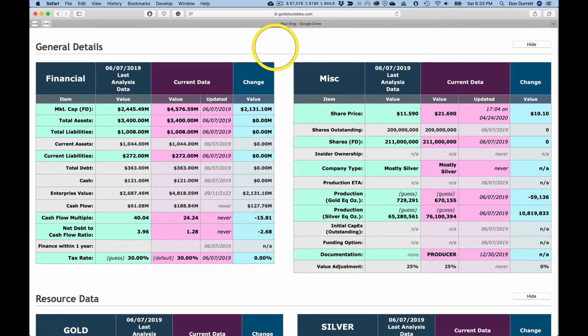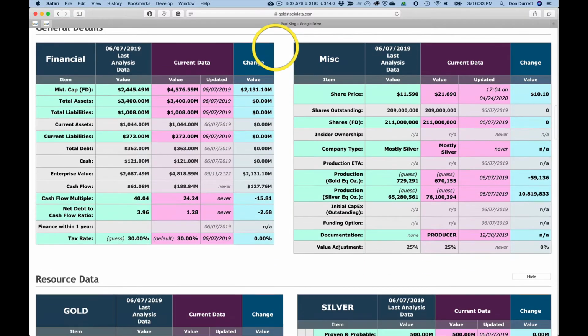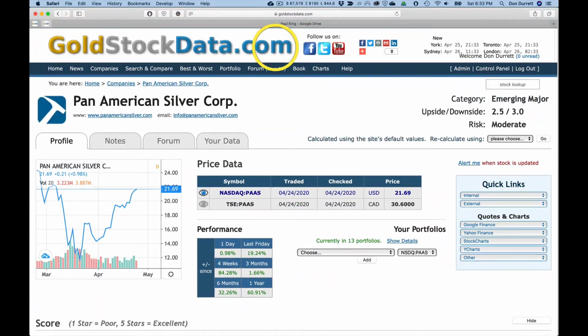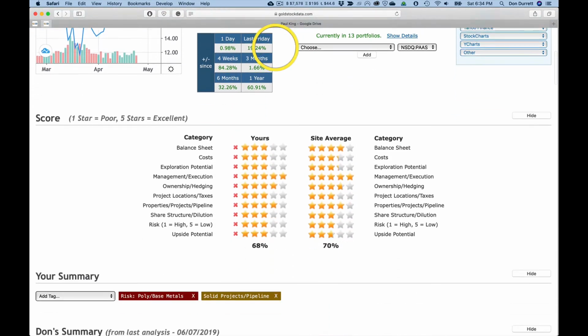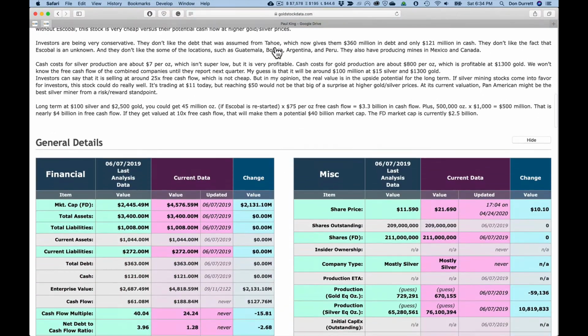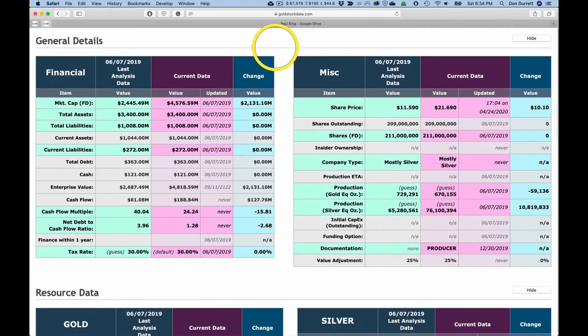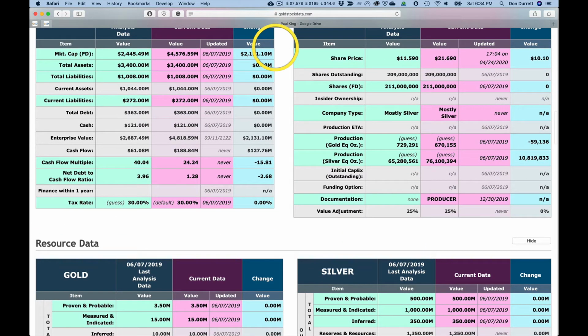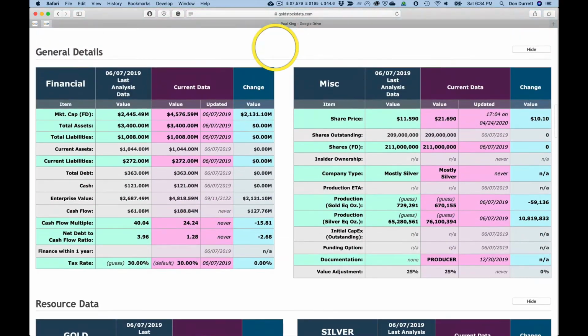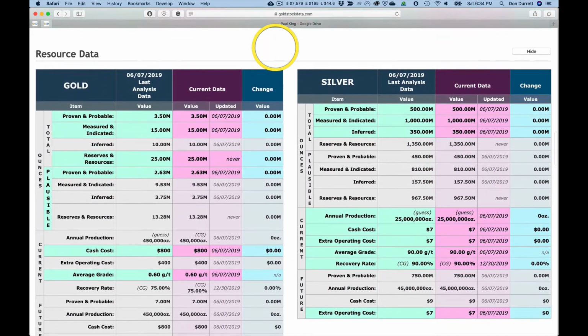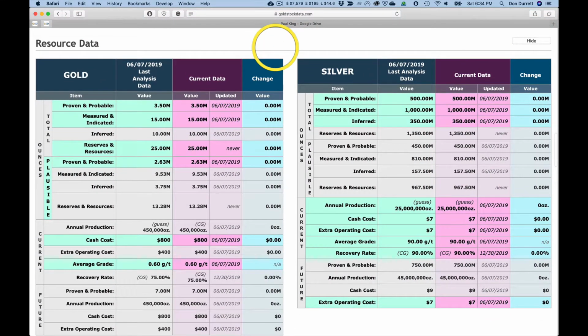So we had just finished general details. So here's the profile page, and I'm going to finish this up. Hit the start button here. So we just finished general details and we're working our way down, and should be able to finish this in 10 minutes without any problem.